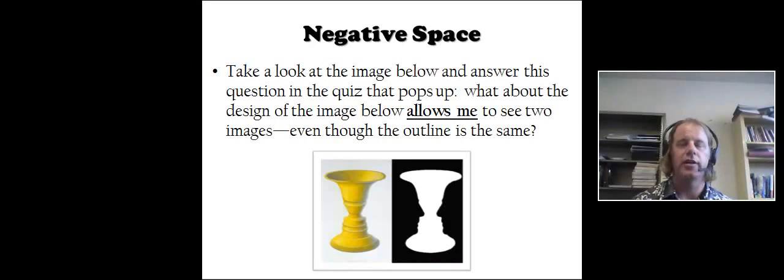Now, the other concept that is kind of useful to begin to think about, and takes a little bit more time to wrap your head around, is negative space. So what we're going to do here is a little quiz is going to pop up in a second, and this is the question you want to answer. What about the design of the image below allows me to see two images, even though the outline is exactly the same in each of the images?